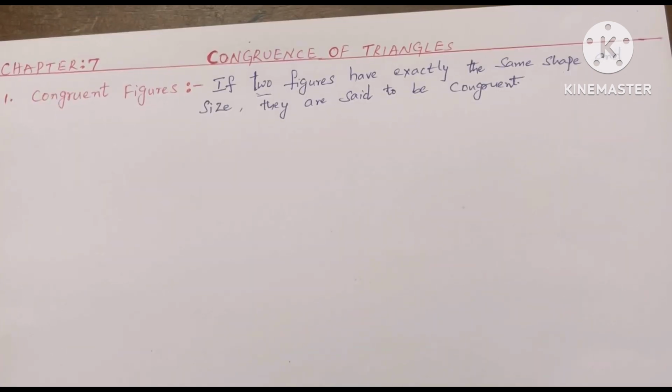In today's video, we are going to discuss Class 7, Chapter 7, Congruence of Triangles. What are congruent figures? Congruent figures are nothing but if you take any two figures which have exactly the same shape and size, then we will say that those two figures are congruent.